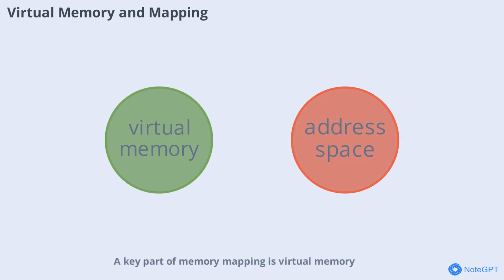A key part of memory mapping is virtual memory. Virtual memory allows computers to use more memory than physically available by using disk space as an extension of RAM. Memory mapping leverages this by mapping files or devices into the virtual address space of a process. This means programs can work with large files or datasets without worrying about physical memory limits. The operating system handles the details, ensuring that only the necessary parts of a file are loaded into RAM as needed, optimizing both speed and resource usage.